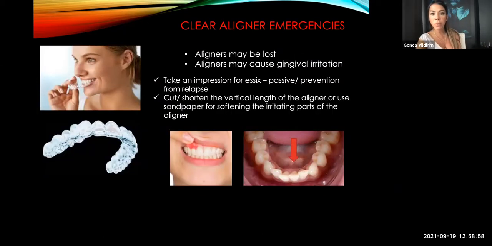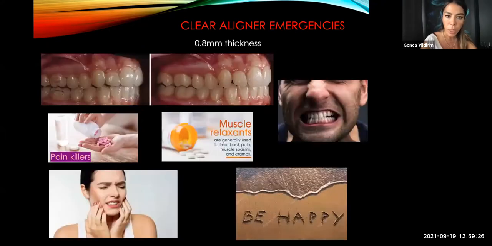And lastly, we can have clear aligner emergencies. Nowadays, it's so popular for our orthodontic treatment options. Aligners may be lost. Aligners may cause gingival irritations. What can we do if the aligner is lost? We can take an impression just for those days, for prevention of the relapse, or we can shorten the vertical length of the aligner by cutting it or using sandpaper.